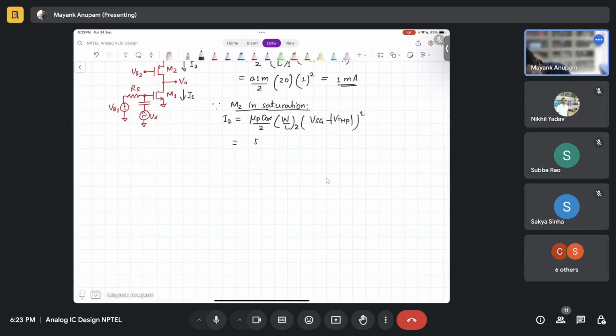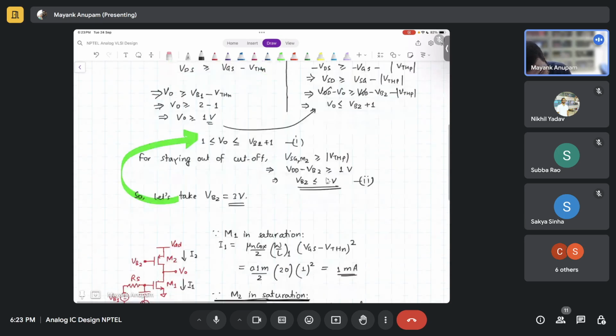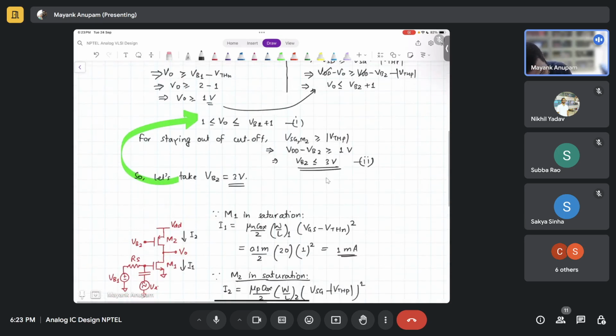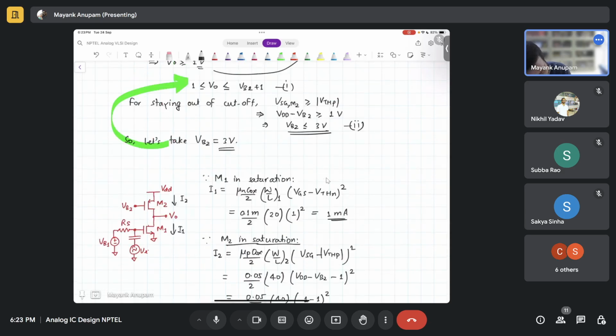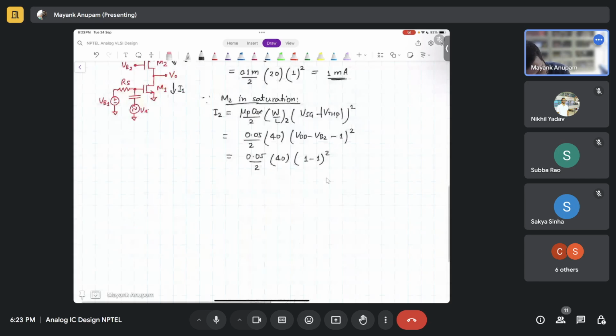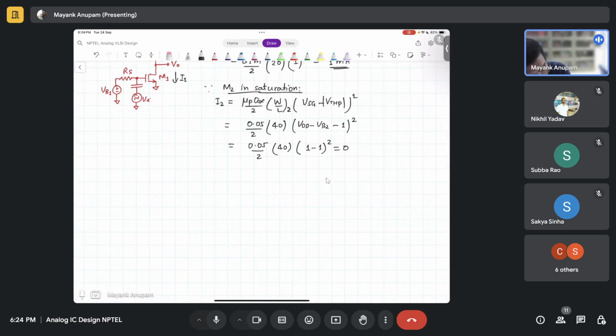So mu p Cox is how much? 50, or rather 0.05 by 2, and W this is 40. VSG is how much? VSG is VDD minus VB2 minus 1, right? So how much will this be? 0.05 divided by 2 into 40. So this is 4 minus 3 is 1, 1 minus 1 is 0. So this is 0, right? This looks like the current is 0 here.